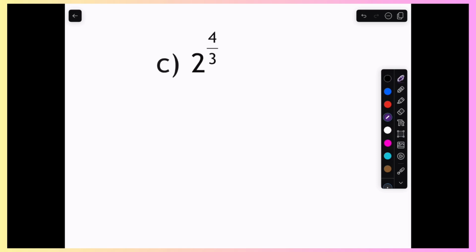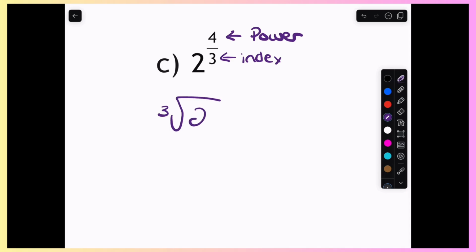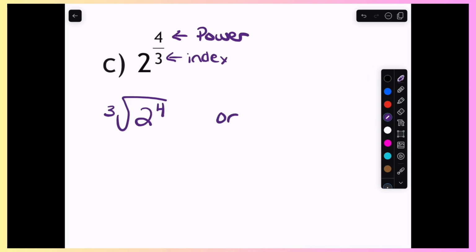Okay, so here is our index. And then this is really actually just the power, with what I was saying before. So we know it's a cube root with a 2 on the inside and then a 4 on top as the power. Now I can write it like this. Another way that's perfectly acceptable and means the same thing is to write it like this.